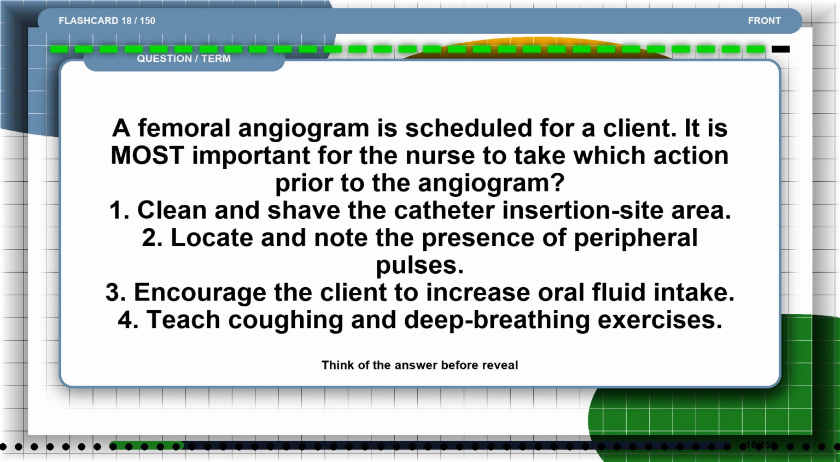Flashcard 18. A femoral angiogram is scheduled for a client. It is most important for the nurse to take which action prior to the angiogram? 1. Clean and shave the catheter insertion site area. 2. Locate and note the presence of peripheral pulses. 3. Encourage the client to increase oral fluid intake. 4. Teach coughing and deep breathing exercises. Think of the answer before the reveal.